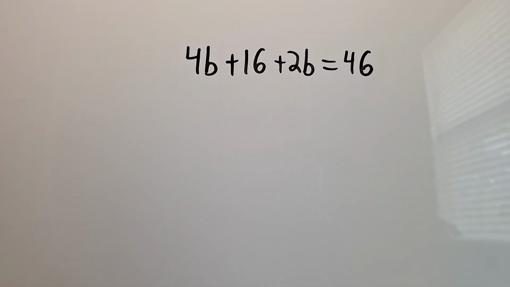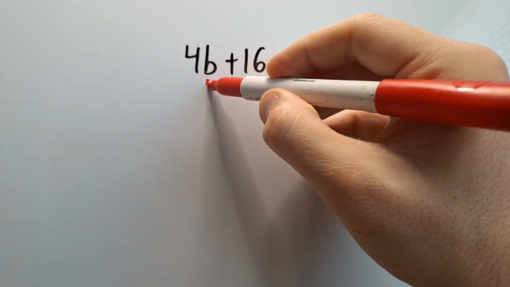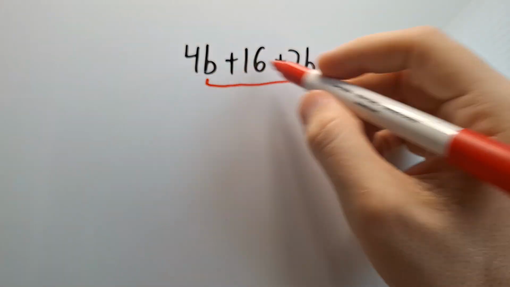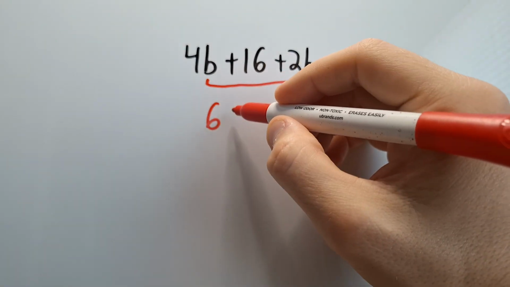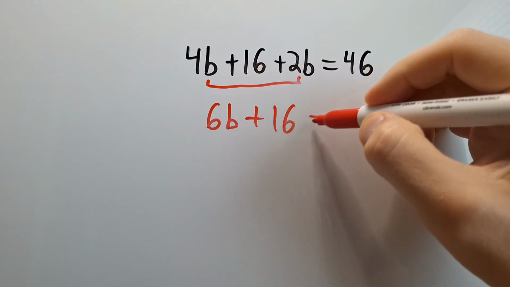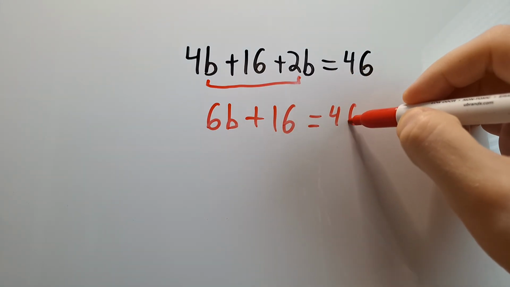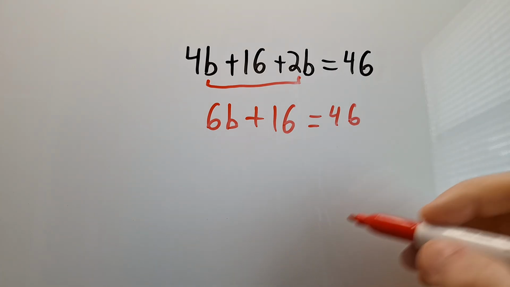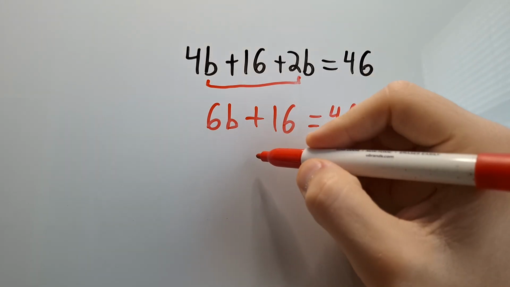Here I have 4b plus 16 plus 2b equals 46. Right off the bat, what I notice is that I've got these two terms that I can combine together. Everything else will remain the exact same because I don't have any other like terms. Then we'll just solve this like we would solve a regular two-step equation.